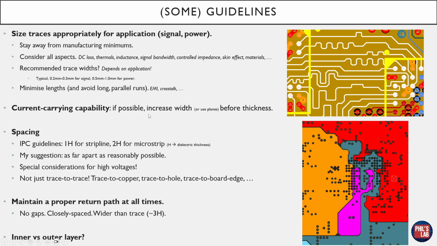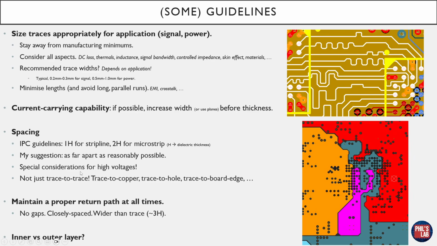Not just sizing is important for traces, but of course also spacing. This is oftentimes something I see in very beginner designs, is that traces have simply just the narrowest space allowed between them, so the absolute manufacturing minimum. So again, stay away from manufacturing minimums, increase the spacing. The IPC guidelines suggest, for example, for stripline traces, for a dielectric thickness of H, space out your traces at least 1H apart. For external layer microstrip traces, that becomes 2H, but my suggestion is space your traces as far apart as reasonably possible.